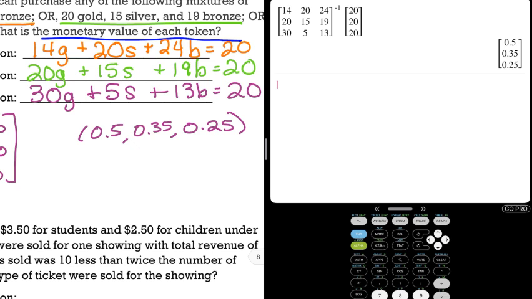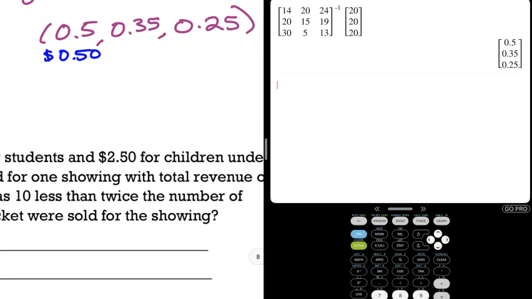Okay, so since it's a word problem, we do have to write our answer in words. So I got 0.5, 0.35, and 0.25. But remember, we're talking about value. So we need to attach dollars to this. So like 50 cents, 35 cents, 25 cents. Or you can write it like this. Or 50 cents. So you want to make sure that you write it in the correct way.